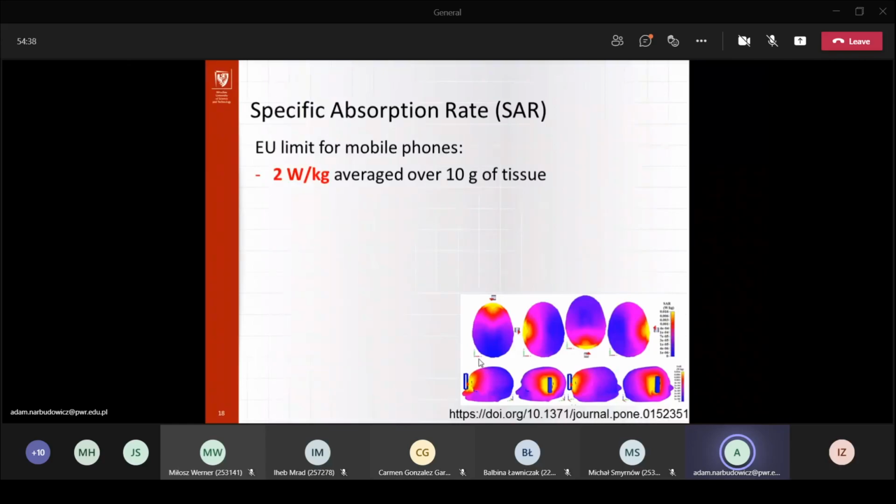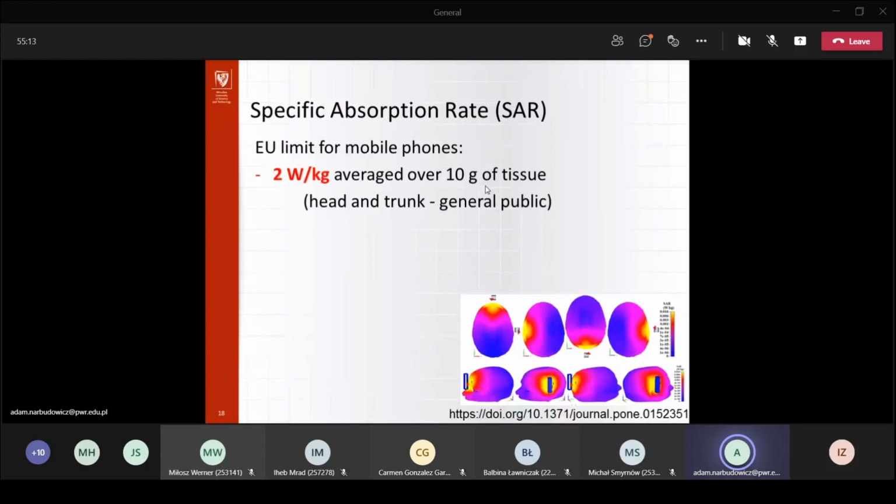And of course, 1 kilogram, that's a very, very rough metric. So according to the requirements, this has to be averaged, of course, over 10 grams of tissue. Okay, so basically 10 grams of tissue, that's something that can be measured and done in quite a detailed manner.